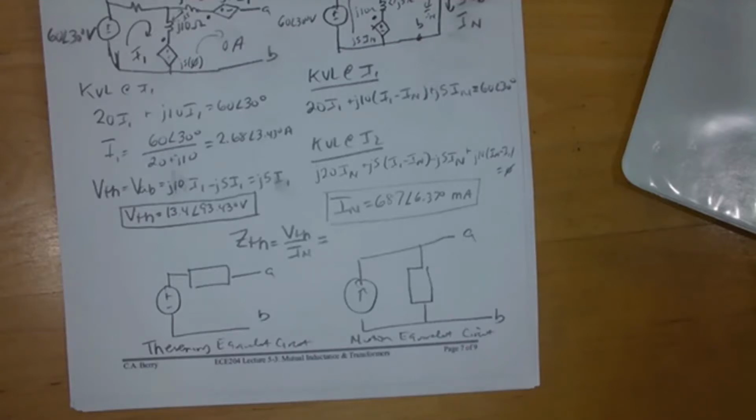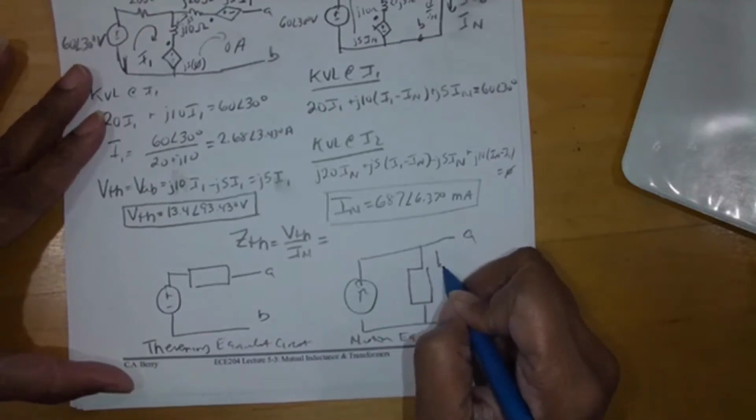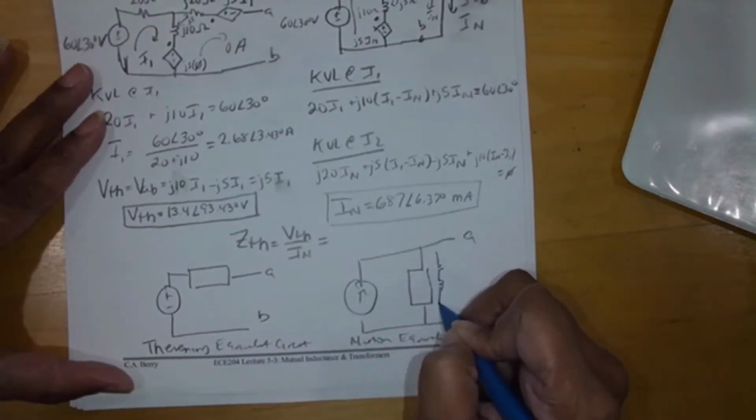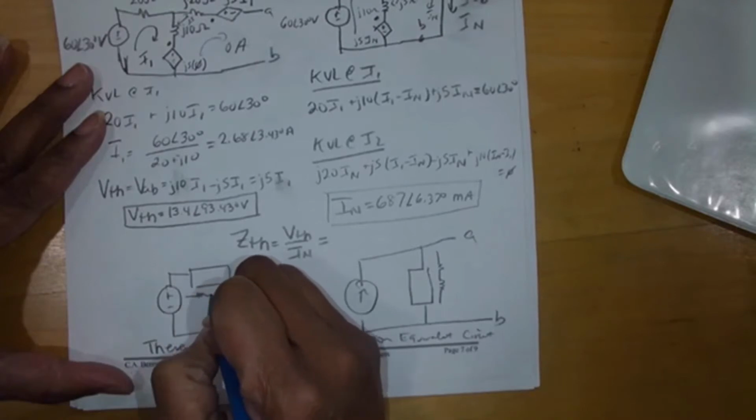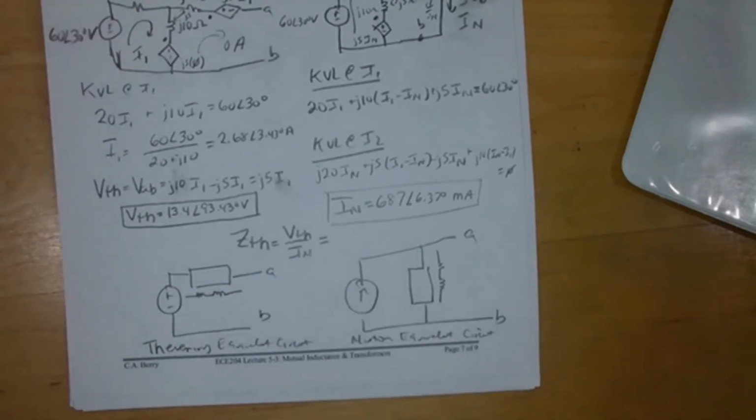In rectangular form, what is Z Thevenin? We normally write impedances in rectangular form so that if it's a resistor and inductor in series, you can see that. So what is it?